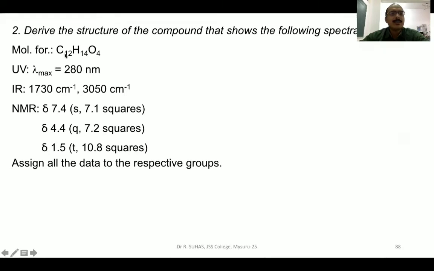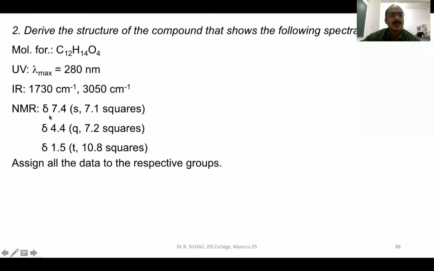Molecular formula is C12H14O4. Immediately you can see that there are many carbons, so there could be an aromatic system, and UV is also telling that the lambda max is 280 nanometer. Definitely there is a conjugation in this molecule. IR has two values, 1730 and 3050 centimeter inverse. 1730 should definitely be a carbonyl group. 3050 is definitely aromatic CH stretching.